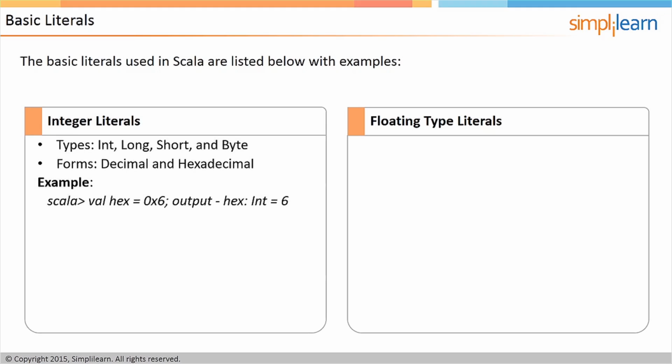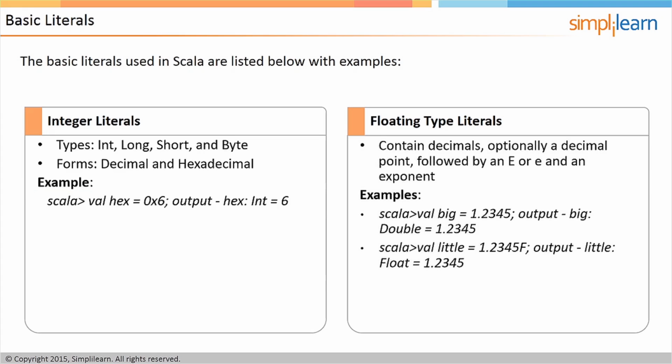Integer literals are of integer, long, short, and byte types. They are available in two forms, decimal and hexadecimal. An example is given on the screen. On the other hand, floating point literals contain decimal digits. They may optionally have a decimal point and may optionally be followed by an e and an exponent. A few examples for defining such literals are given on the screen.